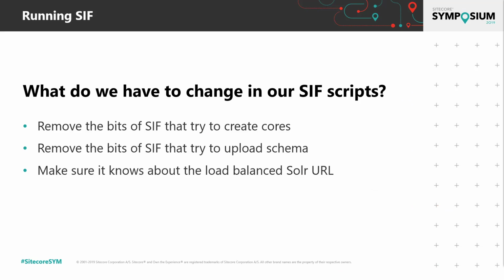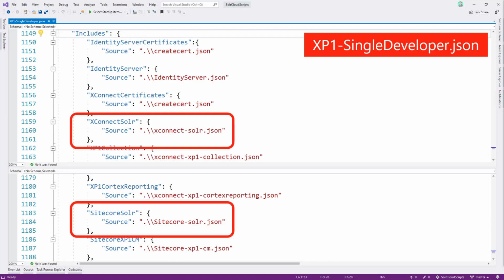There are 3 changes needed before you run your SIF scripts, so Sitecore doesn't try to do anything it doesn't need to. Exactly what you change depends on what Sitecore topology you deploy, but the same concepts apply to them all. So first up, you need to stop SIF from trying to create cores, because we've already done that for our collections. If you use the single developer script, you need to open the JSON file with that name and find the includes block towards the end. Remove the 2 blocks with Solr in their name, highlighted here. Alternatively, if your install process doesn't use that script, then don't run Install-SitecoreConfiguration on these 2 JSON files.